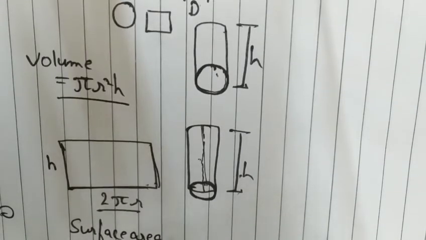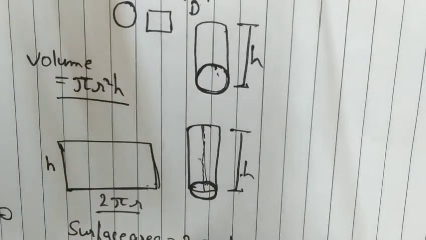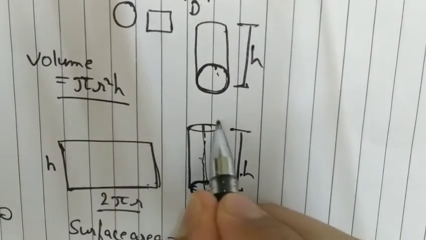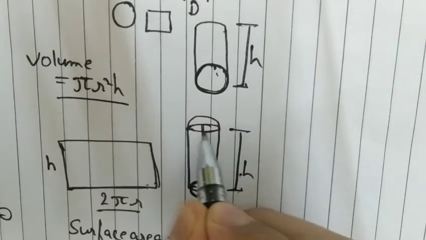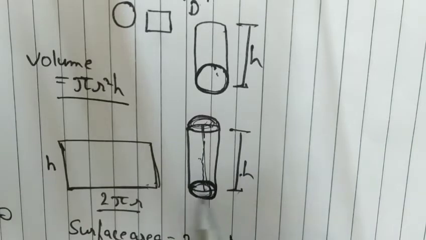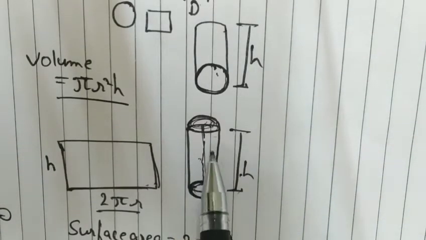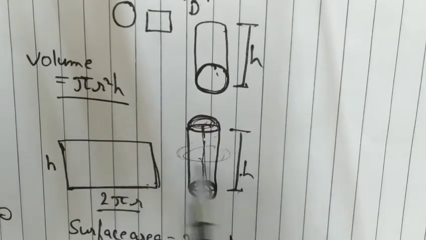2 pi r h. But this is lateral surface area, not the full total surface area, because we have not added the area of the base and the top circle. Both we have not added. So it is curved surface area or lateral, because we have only surface area of this side portion, not the base and the top.